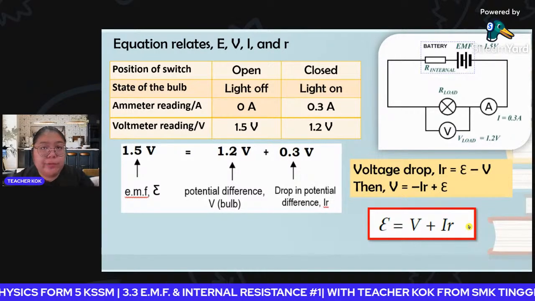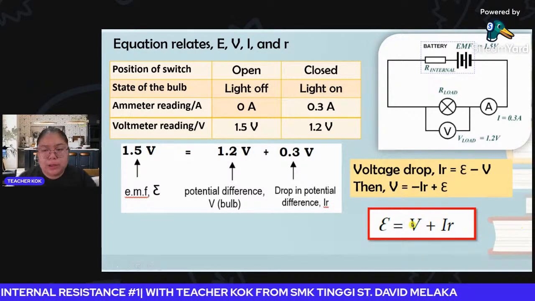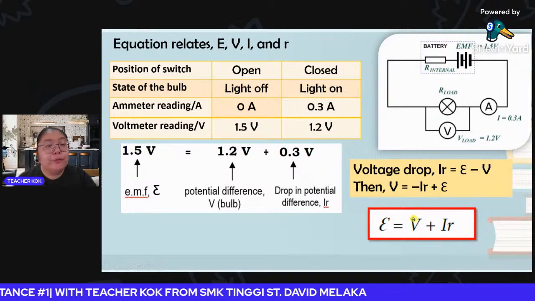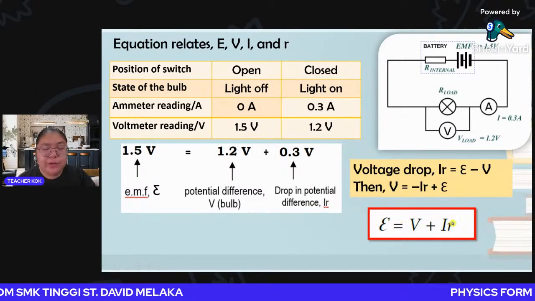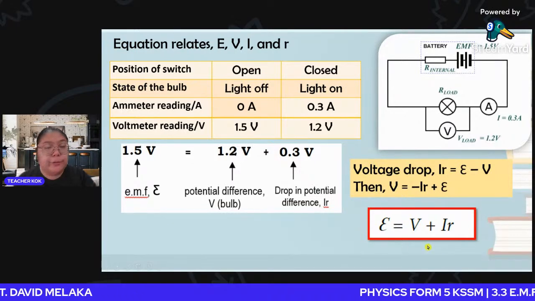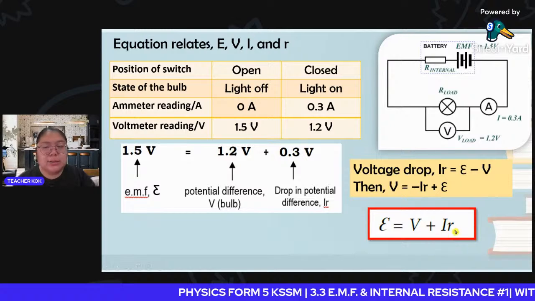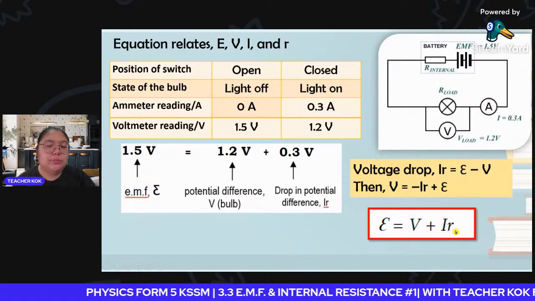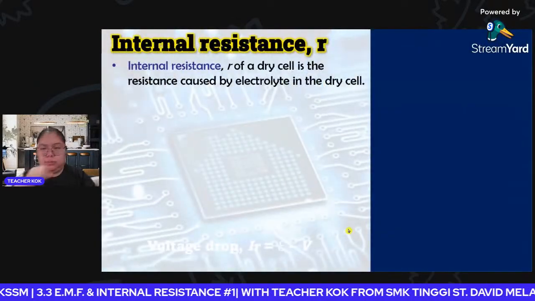Before that, we learned V equals IR, which we use for this part only, capital V. So this one should be V equals IR. But now we have EMF, so you need to use the full formula: EMF equals capital V plus I small r. Okay, so from here we go through to the next part.